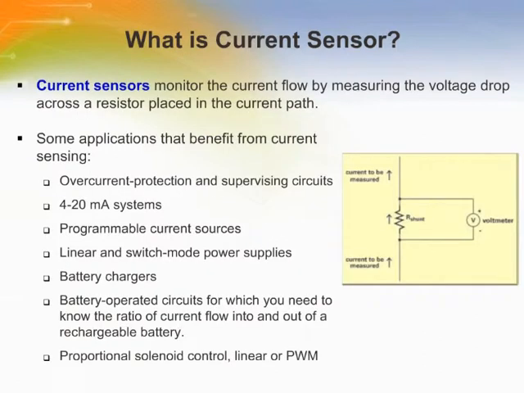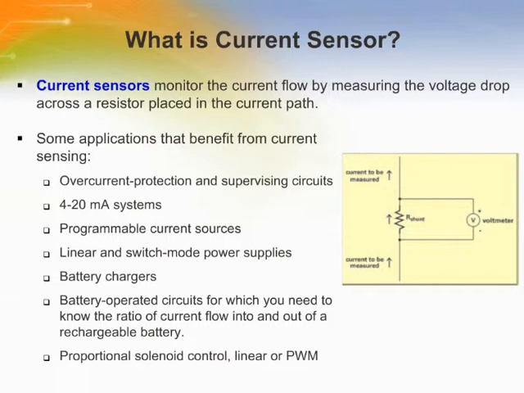A current sensor is an electronic circuit that monitors the current flow by measuring the voltage drop across a resistor placed in the current path. The current sensor outputs either a voltage or current that is proportional to the current through the measured path.